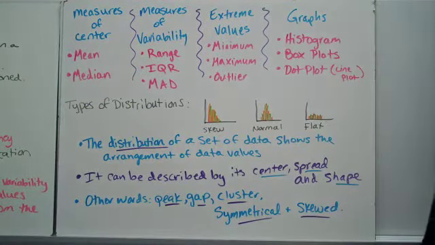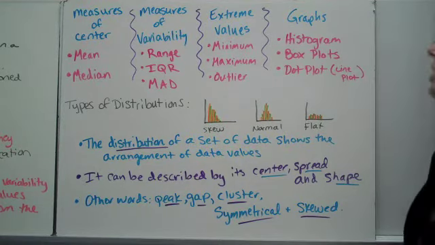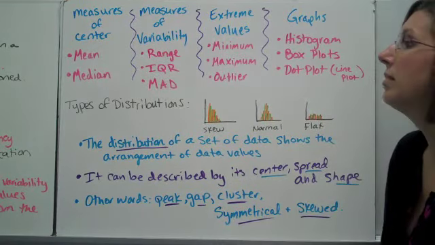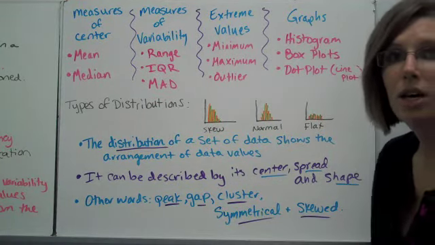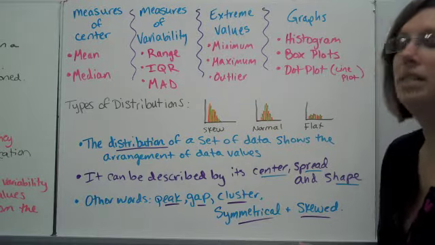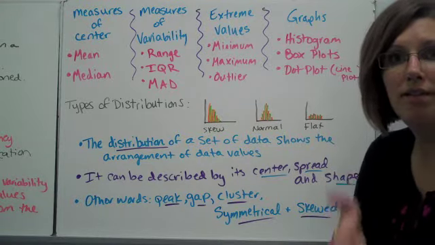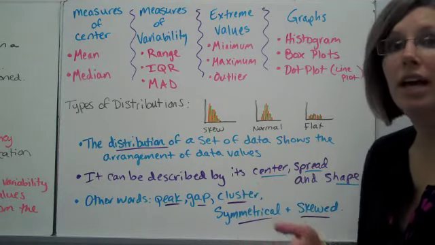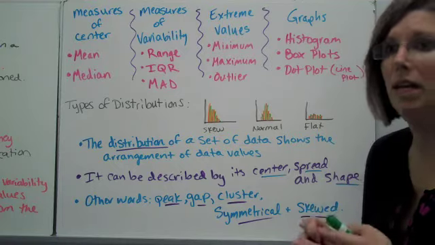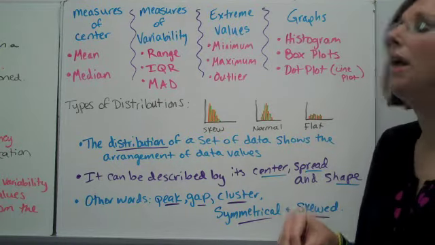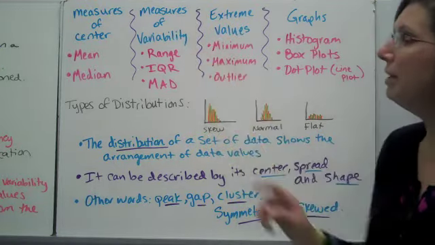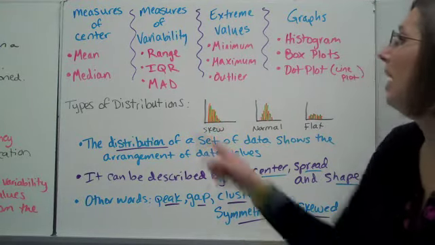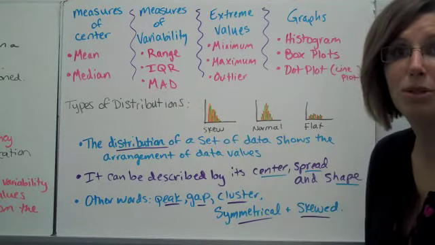Okay, so let's look at an example or some situations. We have two measures of center when we're dealing with statistics, the mean and the median. So those two measurements help us decide where the middle data values are. It's a good summary for your data if you can calculate the mean and the median. So it measures the center point of your data. Measures of variability are range, IQR, which stands for interquartile range, and MAD, which stands for mean absolute deviation.